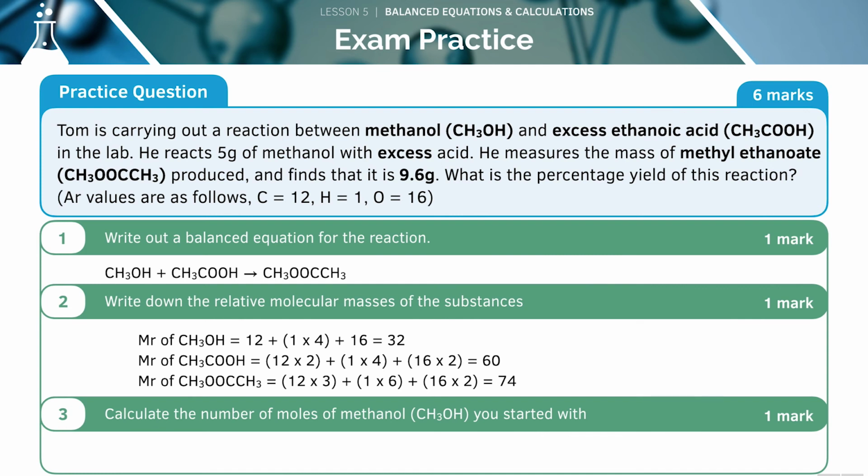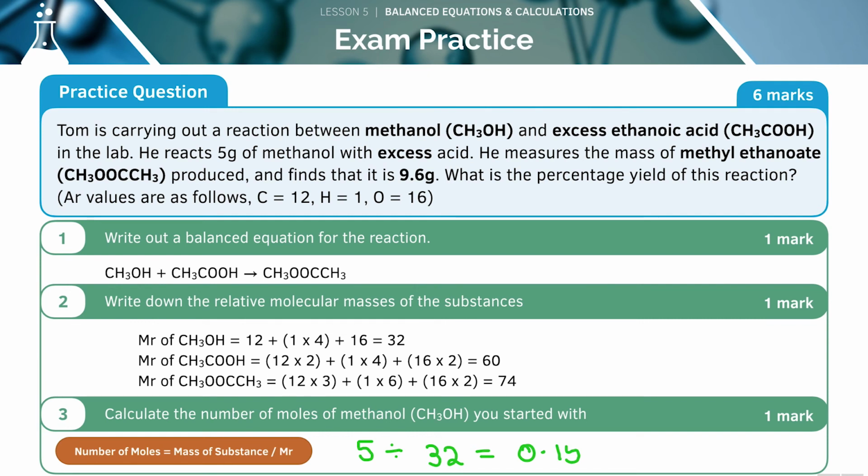Then we can calculate the number of moles of methanol that we started with. So here we would do moles is equal to mass over MR. And therefore we would say that it's 5 divided by 32, giving us an answer of 0.15625 moles.